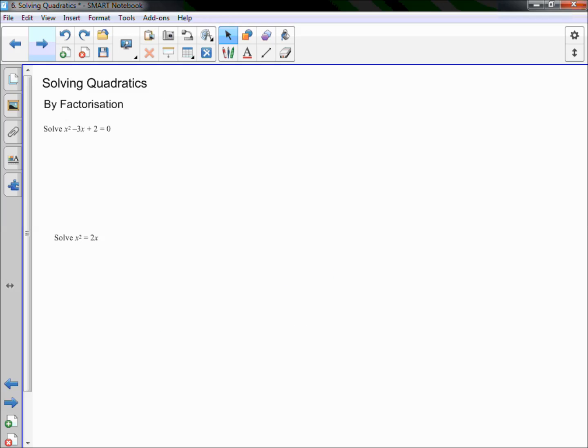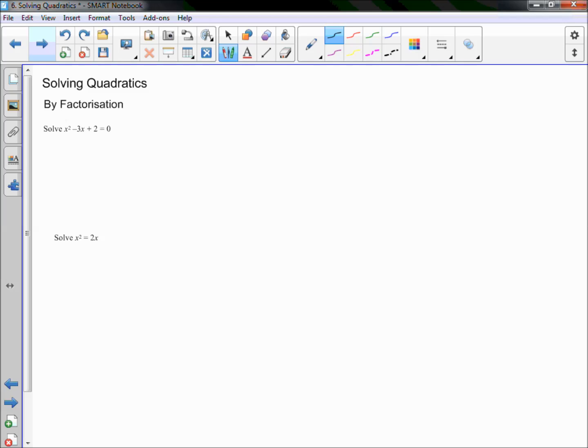So, we've got x squared minus 3x plus 2, and the first thing I want to do is factorise that. You already know how to factorise a quadratic, so do you want to pause the video for a second, have a go at factorising it, and then press play again? No, I really did mean it. Pause it, have a go at factorising it, and then press play again.